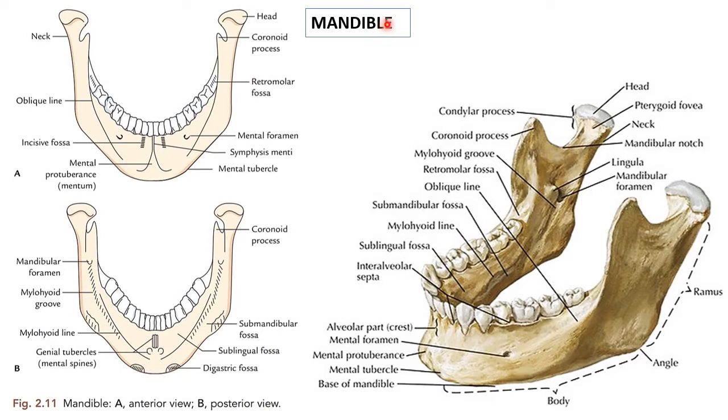The mandible is the bone of the lower jaw. It is the largest, strongest and lowest bone of the face. It bears the lower teeth. The mandible has three parts. It has a U-shaped, horizontally oriented body and two vertically oriented rami.